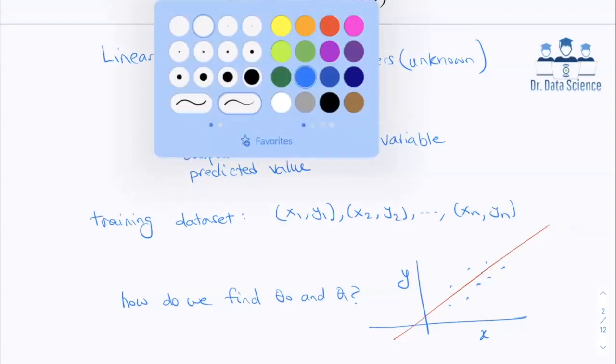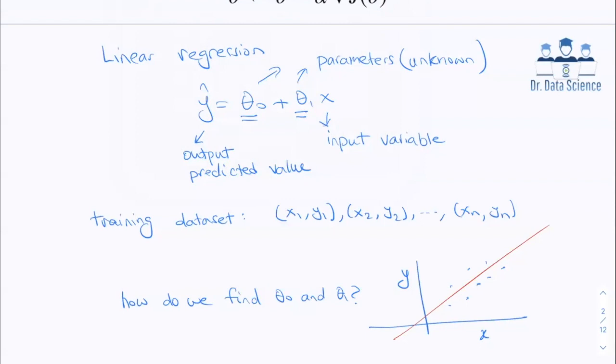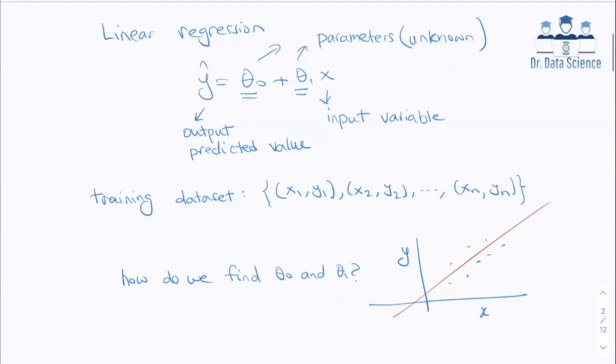And because we call this a training data set, we usually should use a curly bracket here. And if we want to also write this training data set in a more compact form, we can write this as xi, yi, i equals 1 to n. So that's a more compact way of writing this training data set. And n here refers to the number of training data points.